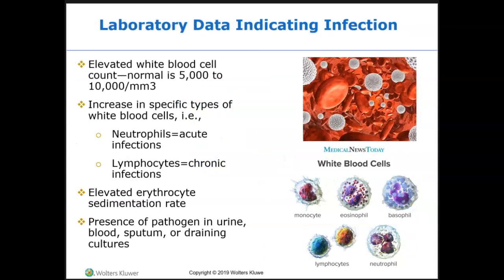Okay, laboratory data that would indicate a possible infection, right? Again, your white blood cells protect the body against foreign pathogens. So when there's an elevation in white blood cells or your lymphocytes, then you will know that you most likely have some sort of infection or a reaction in the body, right?